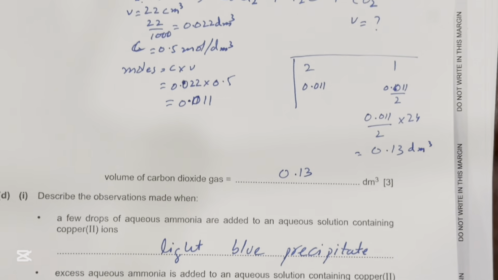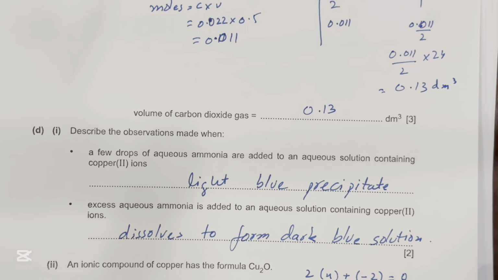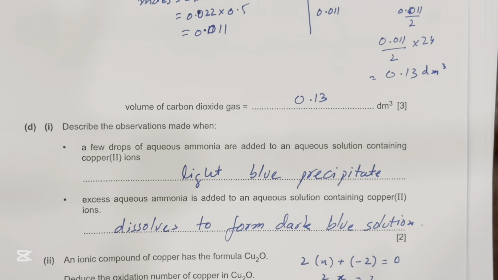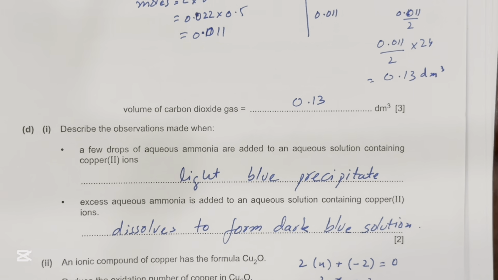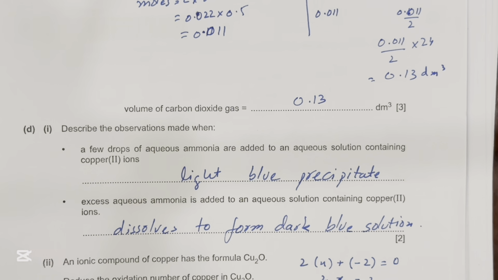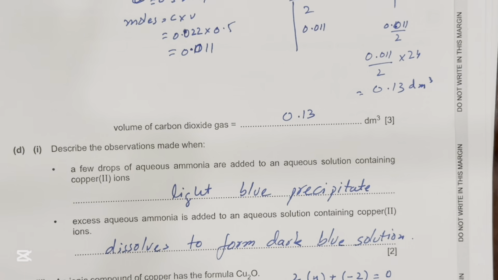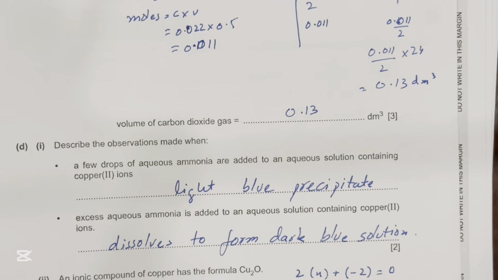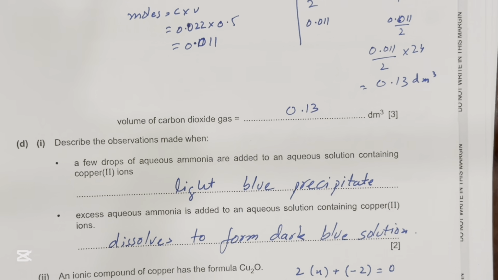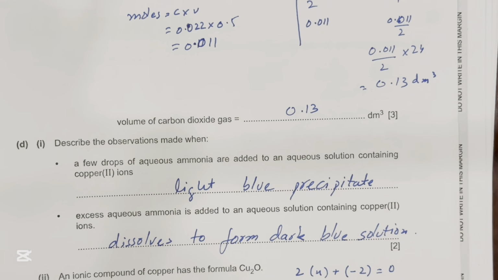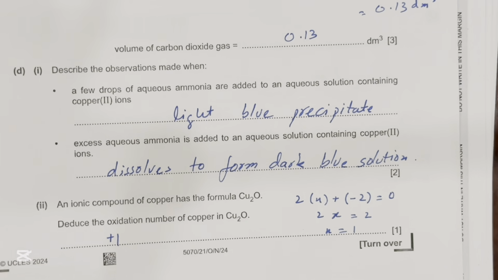Okay. Next part, D. Describe the observation made when a few drops of aqueous ammonia are added to an aqueous solution containing copper 2 ions. It will produce a light blue precipitate. You need to memorize it. When excess aqueous ammonia is added to the solution containing copper 2 ions, it dissolves to form a dark blue solution. Again, you need to memorize it.